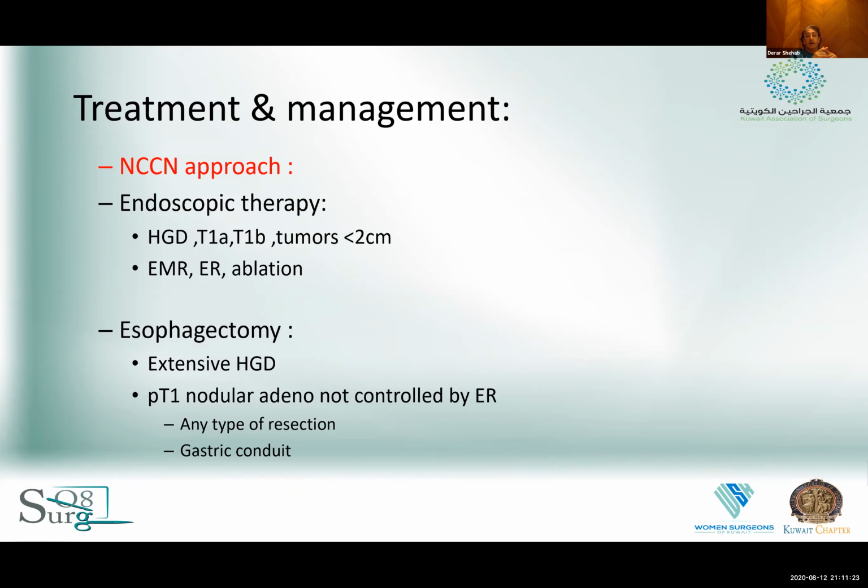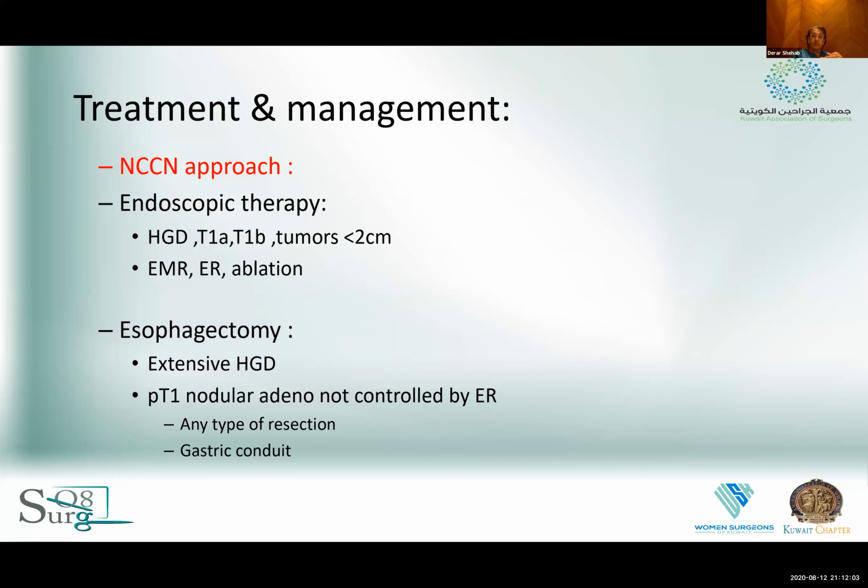The NCCN has a different set of guidelines, basically. And I think they are really good if you have the facility. So in the NCCN approach, they recommended that endoscopic therapy, either ablation or resection, like endoscopic mucosal or submucosal resection, is indicated for high-grade dysplasia or lesions that are T1A or T1B, and tumors less than 2 centimeters.